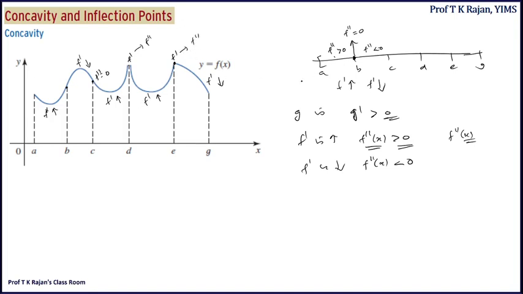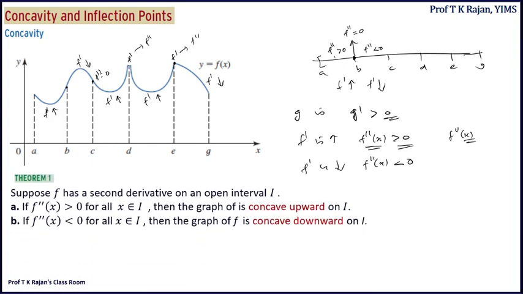Now let us have this theorem. Suppose f has a second derivative on an open interval I, that is, f double dash exists. Then if f double dash x is greater than 0 for all x in I, then the graph of f is concave upward. Similarly, in the interval I, if f double dash x is less than 0, just like BC here, where f double dash x is negative, then the graph of f is concave down.